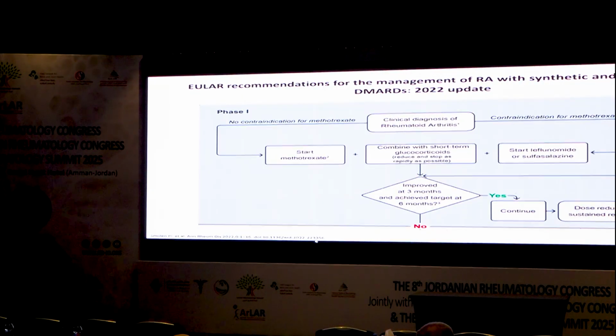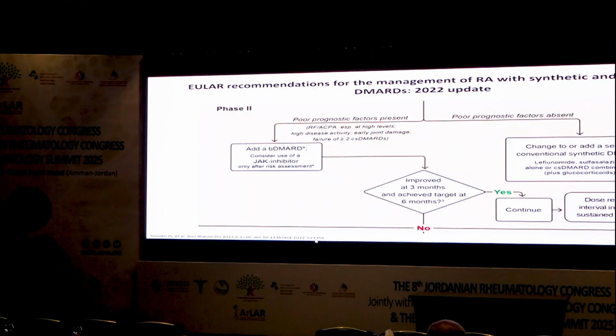If the patient improved at 3 months by 50% in the assessment and achieved the target, which is disease remission or at least low disease activity by 6 months, you can continue on the same medications with dose reduction in sustained remission. If there is no response, we can pass to phase 2.